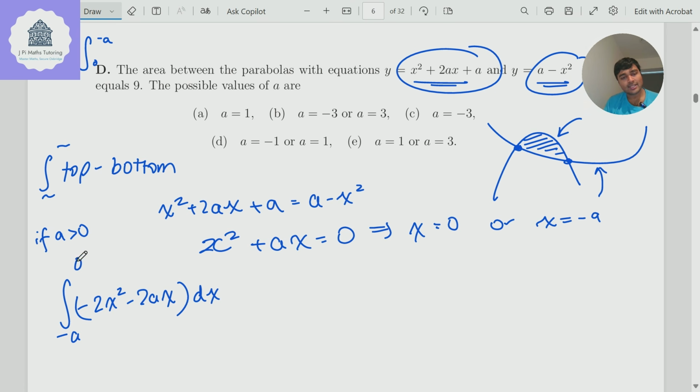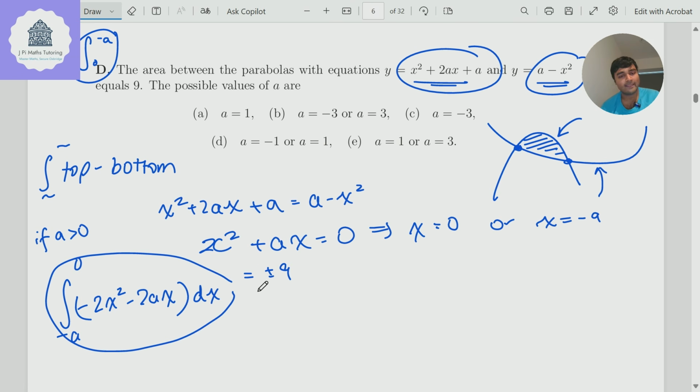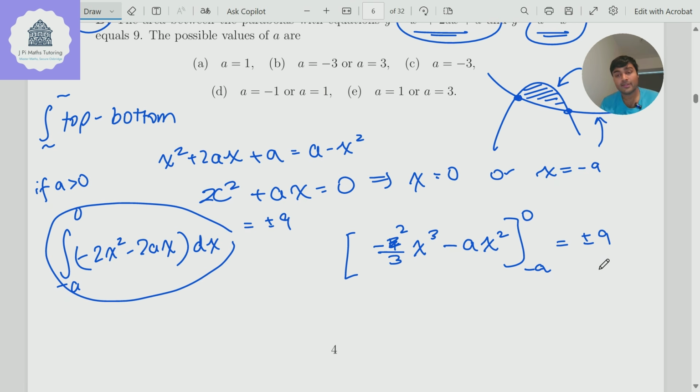So notice that this integral down here is just the negative of this integral. When you swap limits, that just multiplies the value of the integral by minus 1. So we can just make this integral here equal to plus or minus 9, and then just solve for a. So let's evaluate this. This is just going to be minus 2 over 3 x cubed minus ax squared from 0 to minus a, and we want this to be equal to plus or minus 9. If I sub in 0, thankfully that's just 0.